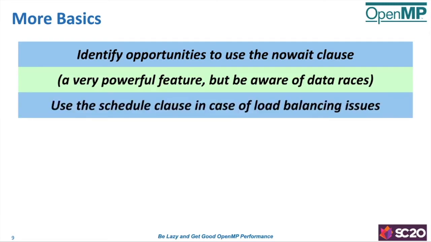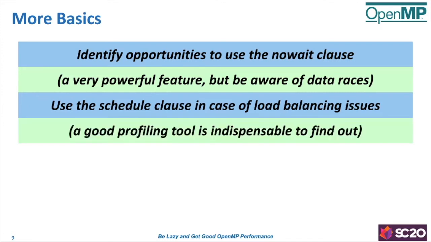Another powerful feature is the schedule clause. In case you have load balancing issues, where not all threads perform the same amount of work, the schedule clause with options like dynamic and guided can do magic. And again, you'll be surprised how much you can gain by just changing the schedule clause on your parallel for loop. So again, think about that.